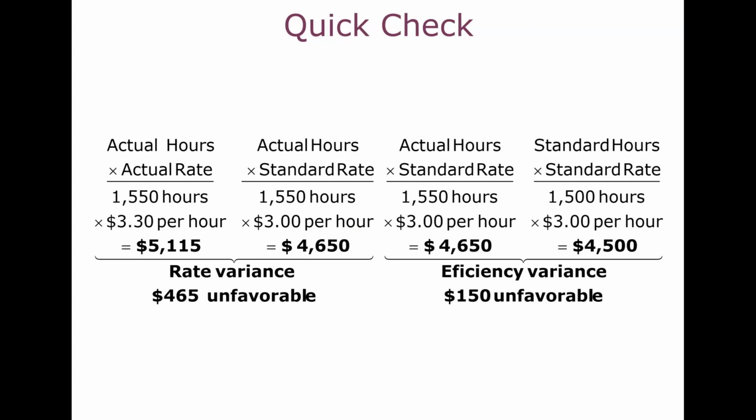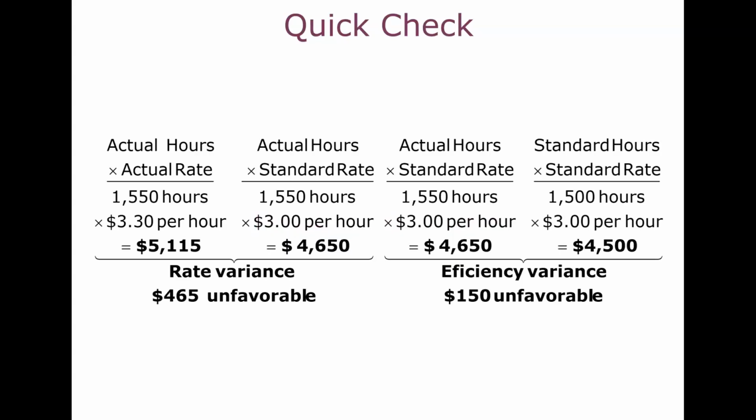This is the same problem, but this one is the general model. Your actual hours times your rate, and then you compare that to your actual hours times what you budgeted, and that's where you get your unfavorable variance.